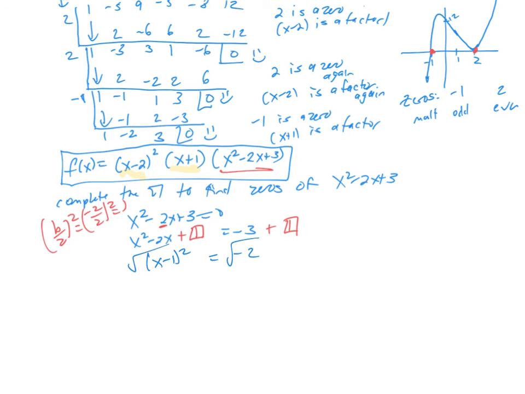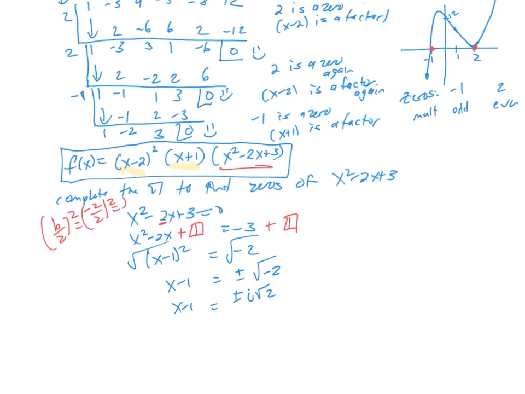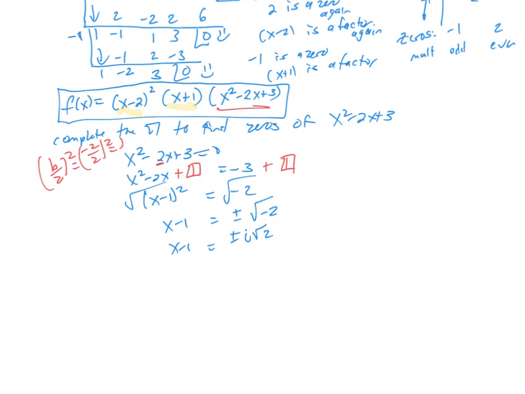I'll take the square root of both sides. So x minus 1 equals plus or minus the square root of -2. So x minus 1 is equal to plus or minus i root 2. And then I will add 1 to both sides of the equation. So we get x is equal to 1 plus or minus i root 2. So we have two imaginary zeros. Notice that we have a number and its complex conjugate.